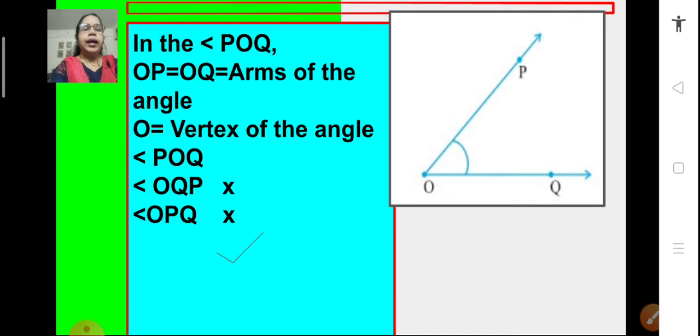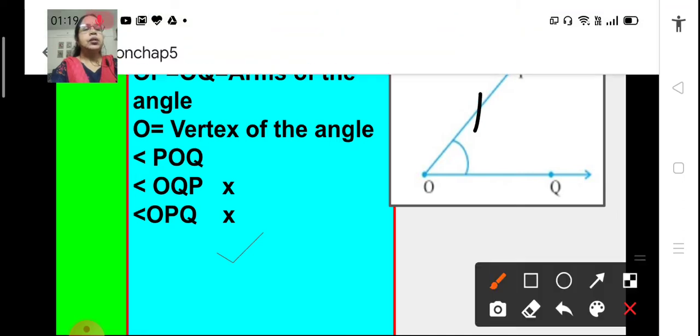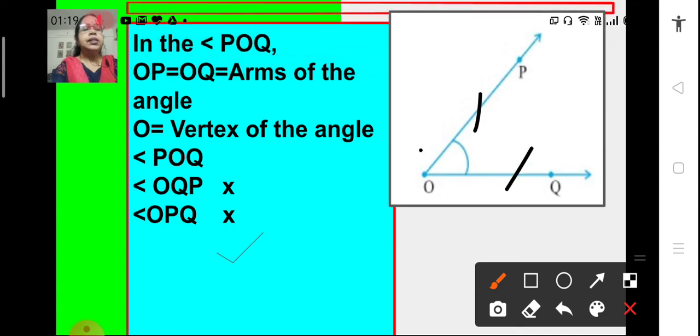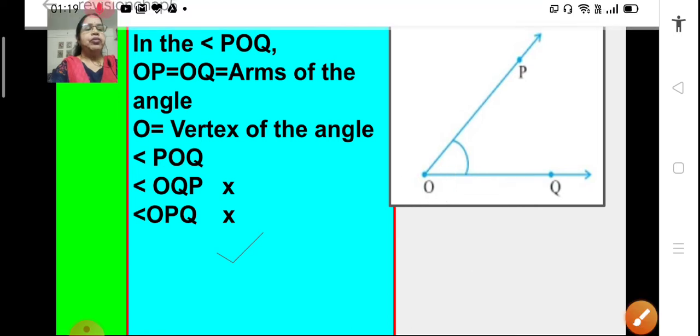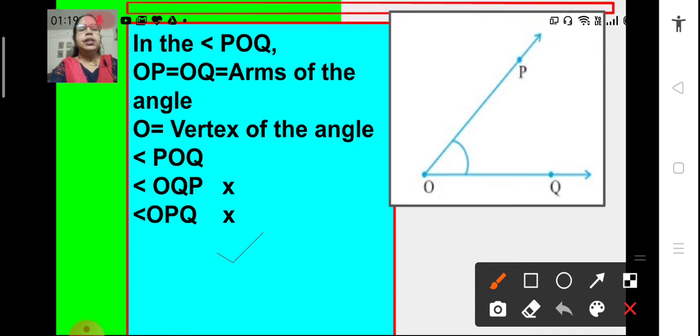Now coming to the angles, here we have an angle POQ, PO and OQ. These are the 2 arms of the angle. O is the vertex. And what name can be given to this angle? The name of this angle will be POQ. And other names if we give like OQP or OPQ, then it is wrong. POQ is the right name of this angle. Why? Because the angle is formed at the vertex O. So the correct name is POQ.